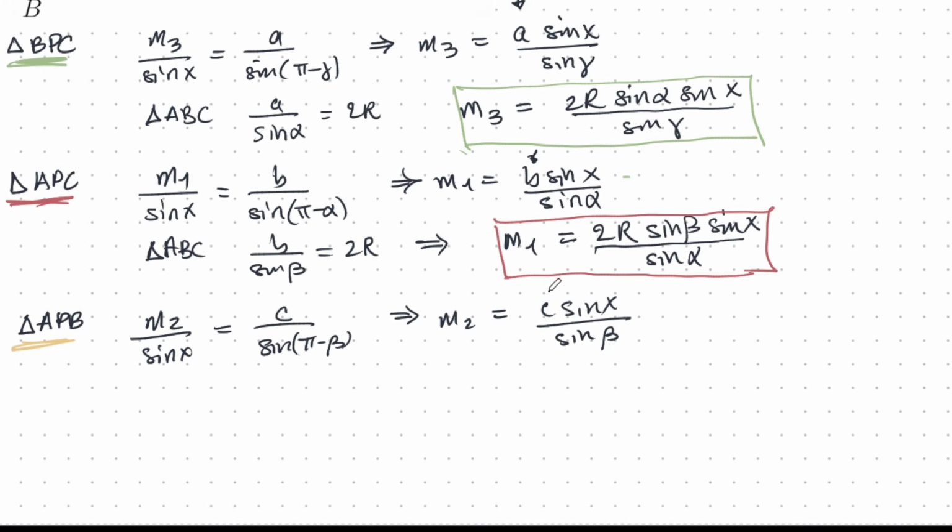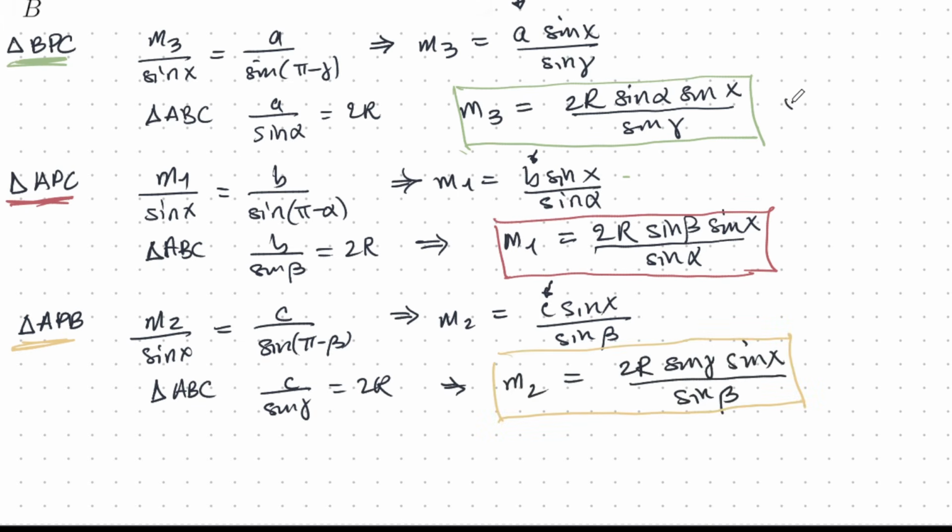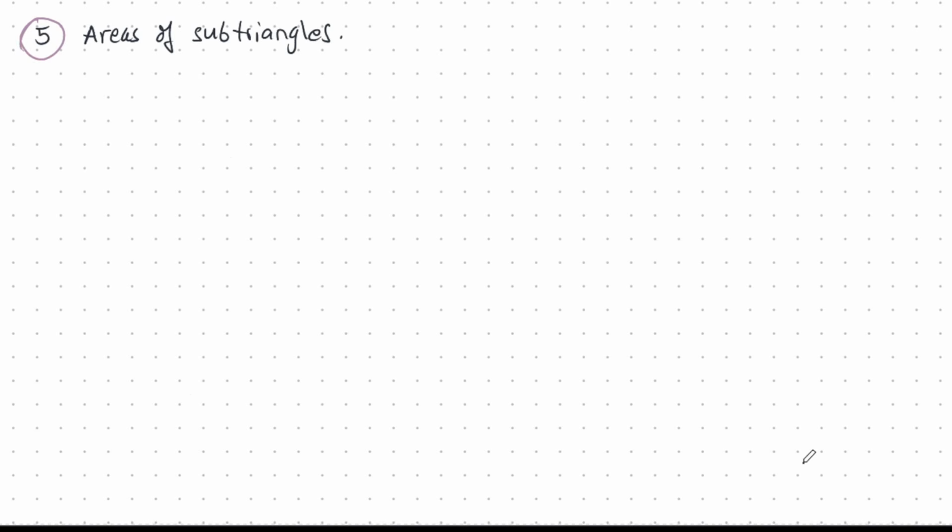Let's eliminate this c. I don't want this c. I can eliminate it using extended sine law. c over sine gamma is 2R. That's good enough. That gets rid of the c. Well, there you have it. Absolutely beautiful set of formulas for M1, M2, M3, the segments, all in terms of only angles and big R. Now let's compute the areas of those three subtriangles.